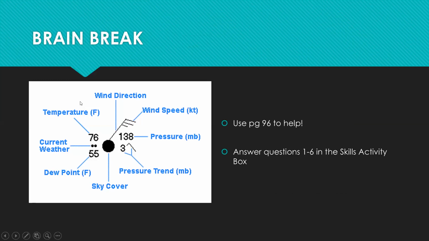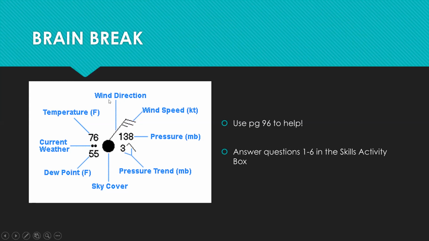So we're going into actually you looking at a weather map and being able to understand what it's trying to tell you. So on some weather maps, they use little symbols like this, and this little symbol contains a lot of information. So the top of page 96 is going to help you interpret this information. And then there's a yellow skills activity box. That's the second part of your homework for today.